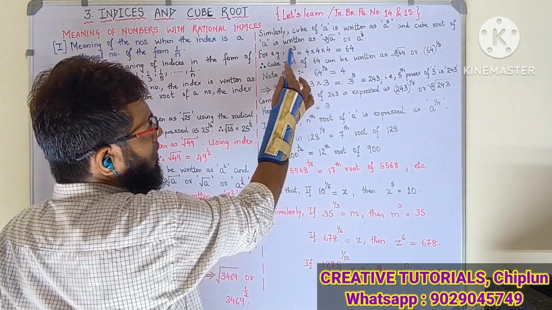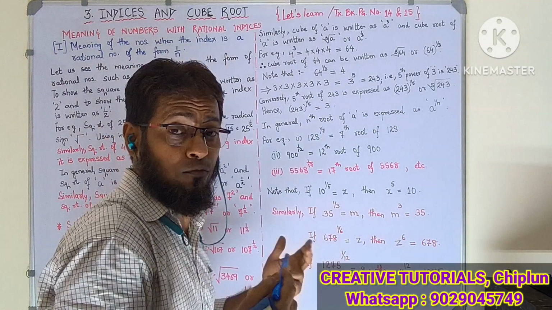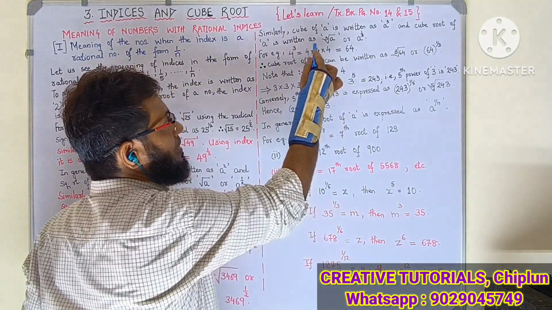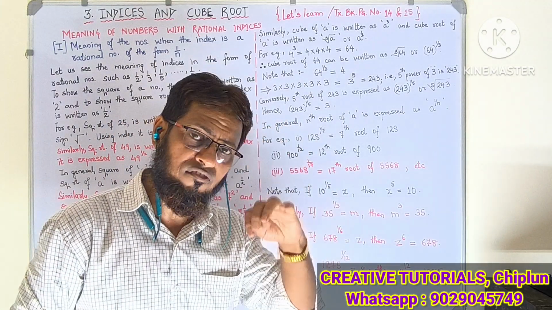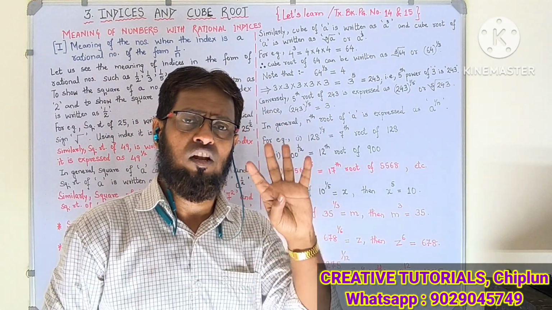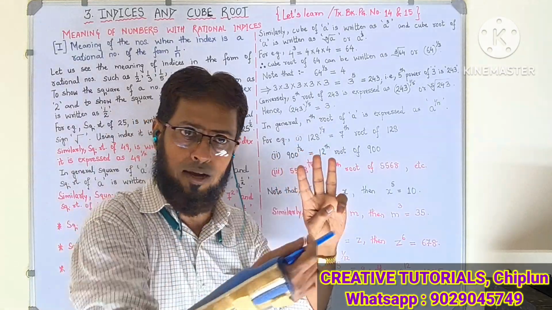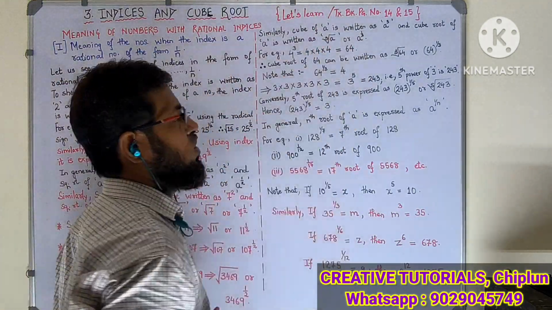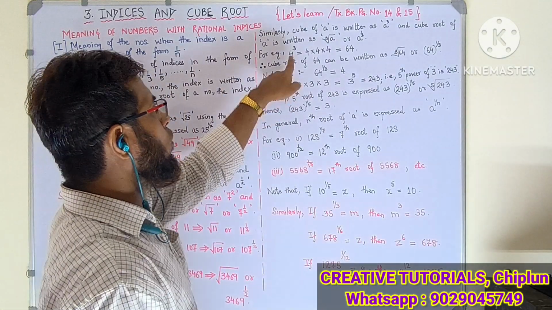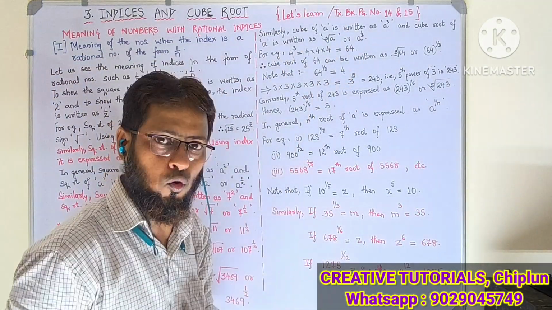So let's see. For example, if we have 4 cube, 4 cube can be written as 4 multiplied by 4 multiplied by 4, because cube is 3. So that number 4, the base number, will be written 3 times and multiplied. So 4 into 4 into 4 gives you 64. That means 4 cube का value है हमारा 64.